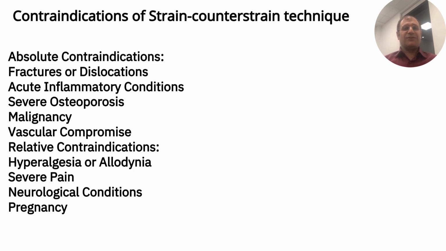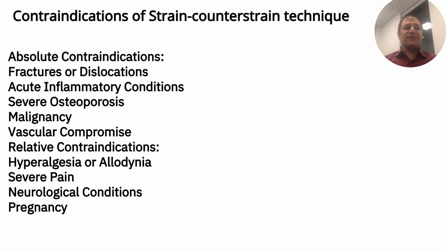Contraindications for strain-counterstrain. While strain-counterstrain is generally safe, there are certain situations where it should be avoided or used with caution. Absolute contraindications are: avoid strain-counterstrain in areas of unstable fractures or dislocations. Avoid in cases of acute infection or inflammation like septic arthritis. With severe osteoporosis, there is risk of fracture with positioning. Avoid over areas of known or suspected cancer. Avoid in cases of arterial insufficiency or deep vein thrombosis.